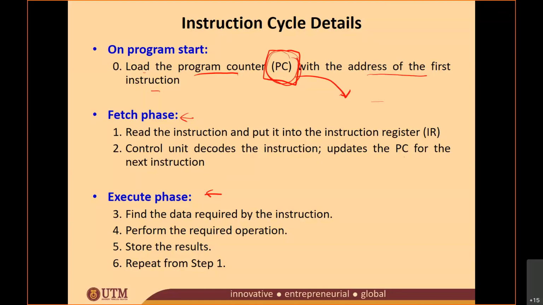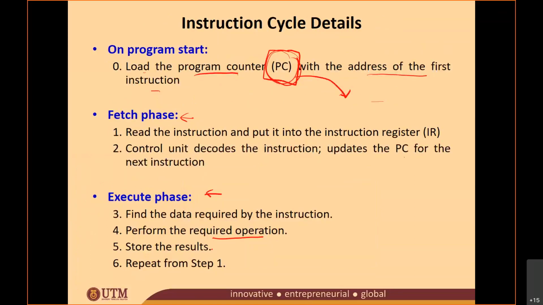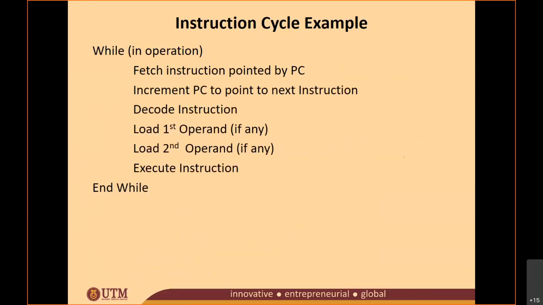So what happens here? Find the data required by the instruction, depending on what the instruction is going to do, perform the required operation, and store the result to the data memory. This step is repeated from the fetch phase, and it keeps repeating until the last instruction. So this is an instruction cycle example.